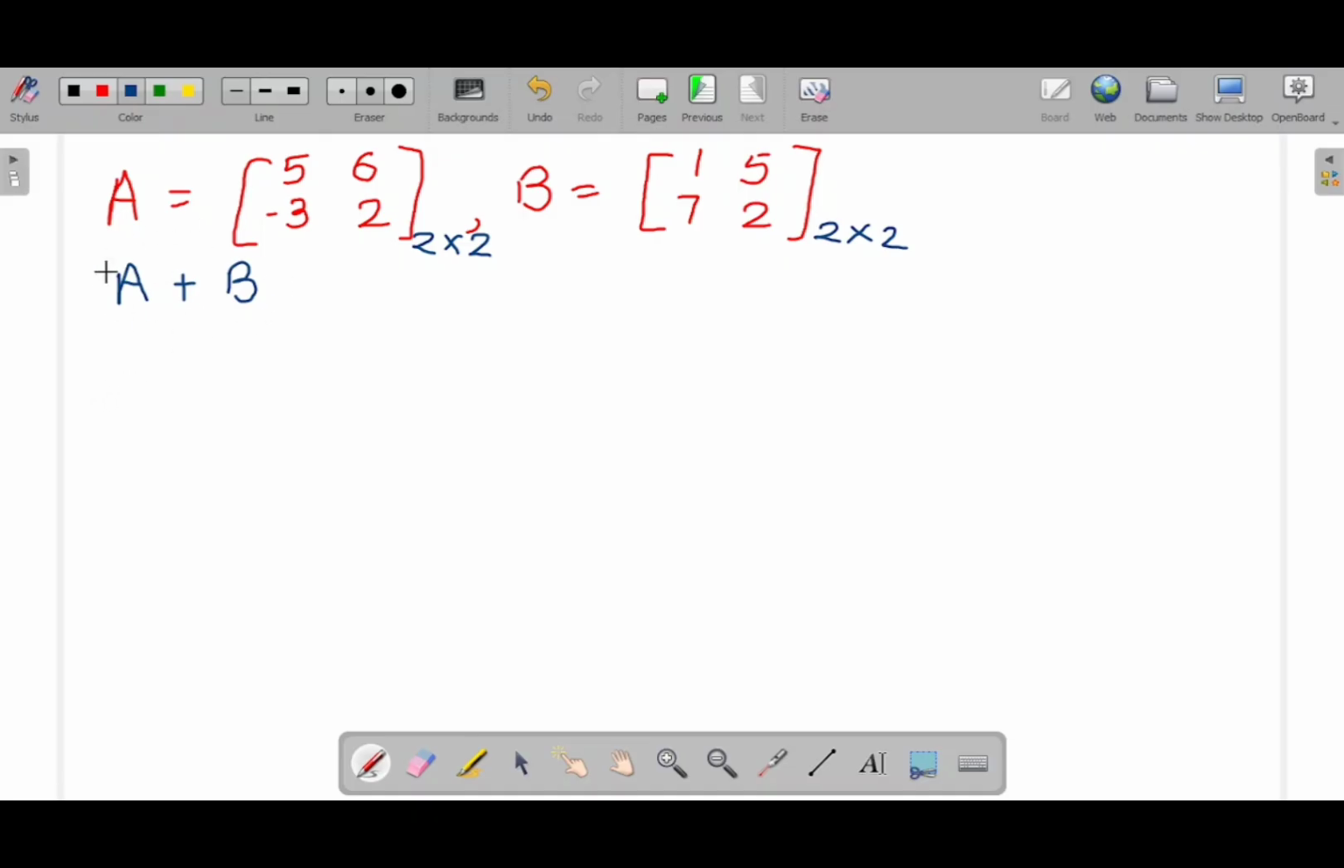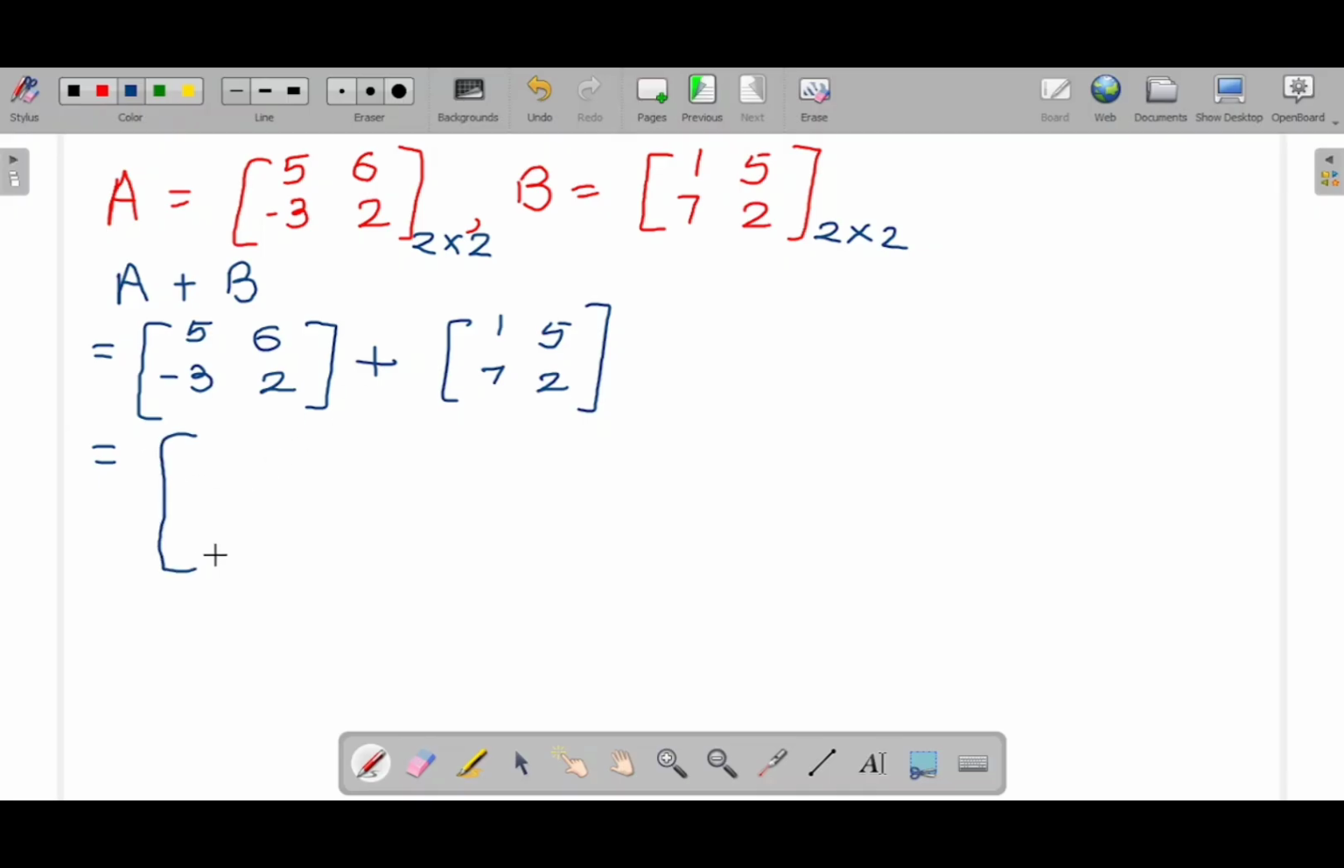Now as I want to perform A plus B, I will write matrix A first, [5, 6; -3, 2], plus matrix B, [1, 5; 7, 2]. Now the real work of solving with matrices will happen. We have to add corresponding elements. Now what are the corresponding elements? Look at this 5. What is the position of this 5 in matrix A? I should say it is A11.